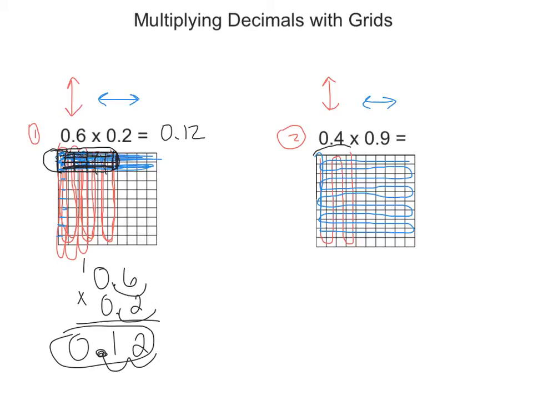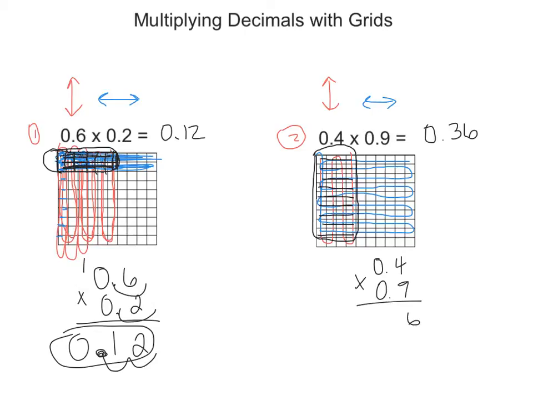Now I'm only going to count the squares that have both colors. And I can see that it goes about 4 over and 9 down. So I know 4, 8, 12, 16, 20, 24, 28, 32, and 36. So 36 squares have both red and blue shaded. So my answer is 0 and 36/100ths. And once again, I can check it using my algorithm.